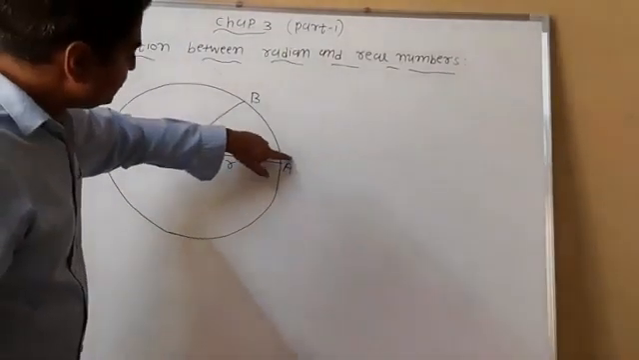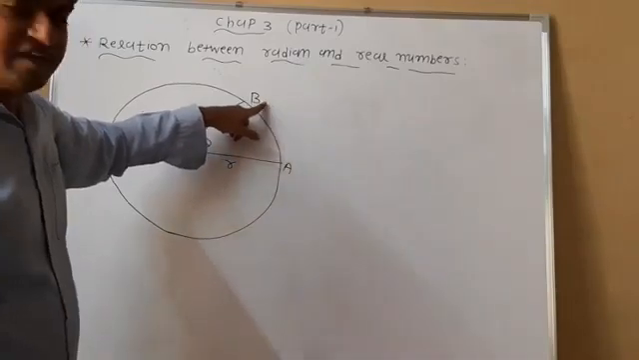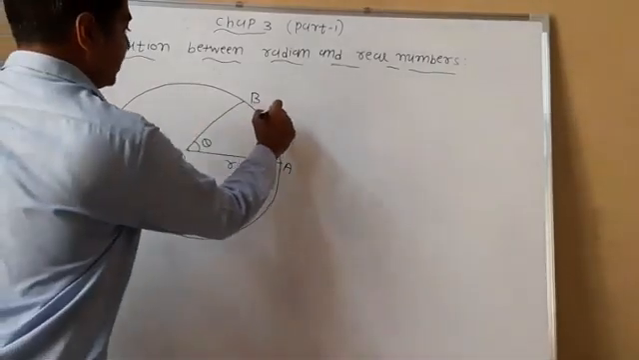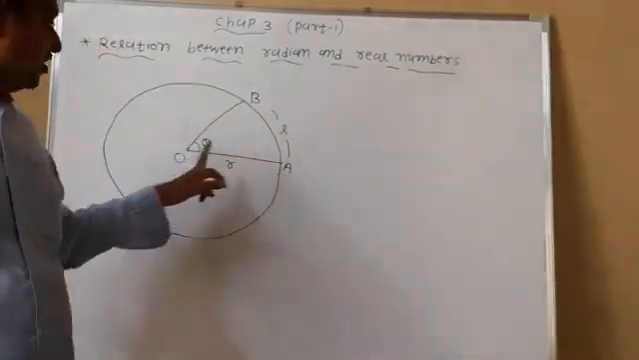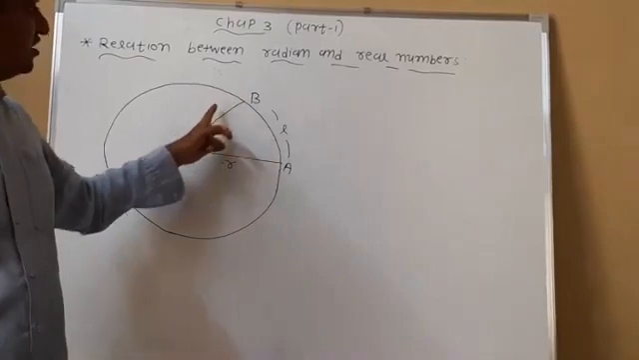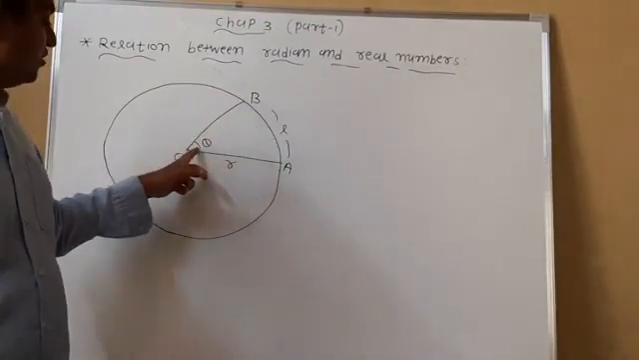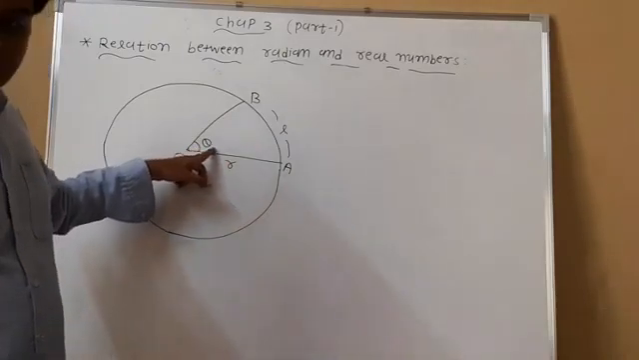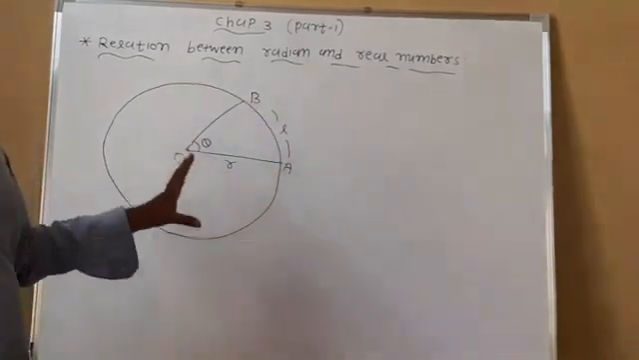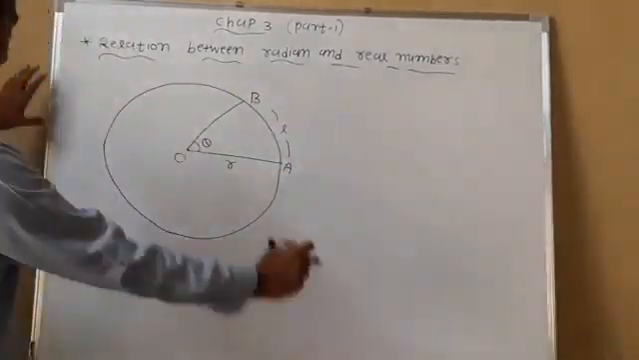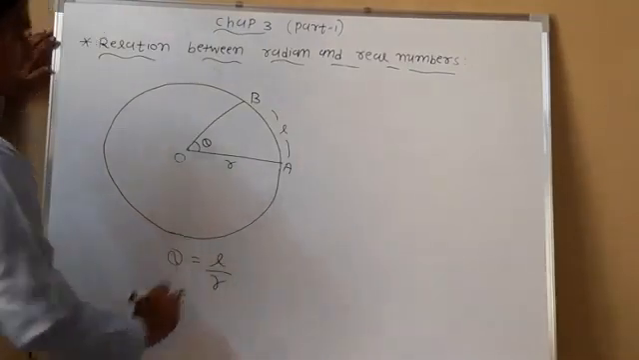And the distance from A to B, that means we can say the arc of length AB, is denoted by small a. That means here we get three terms. OA and OB are the radius, the angle between OA and OB is theta, and AB is the arc. So from this relation, we can write theta is equal to L upon R.